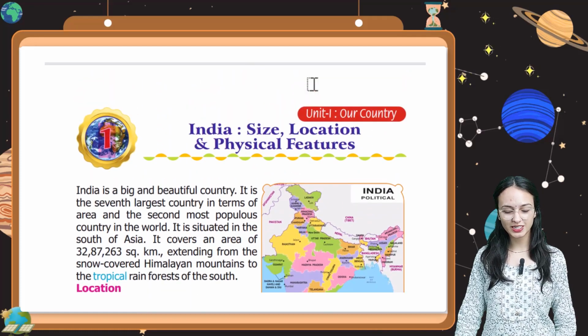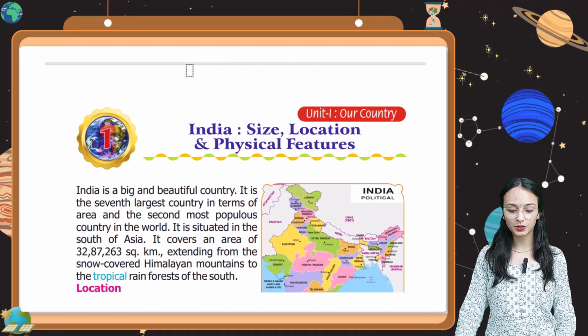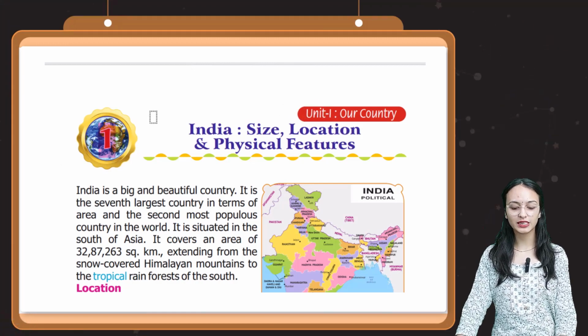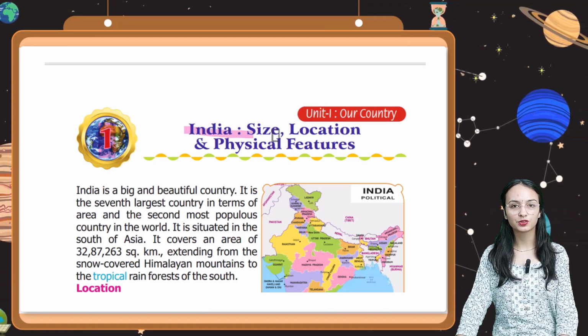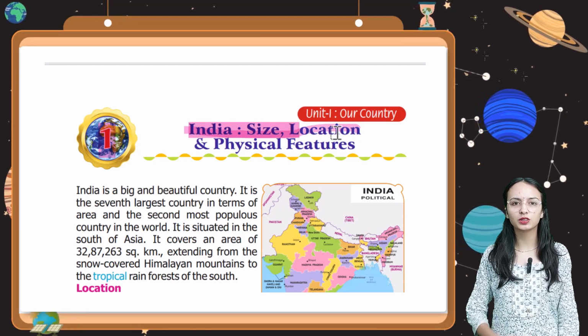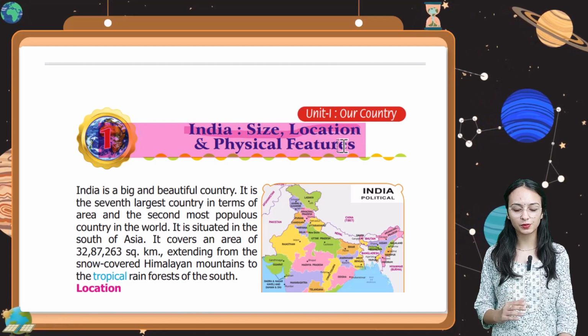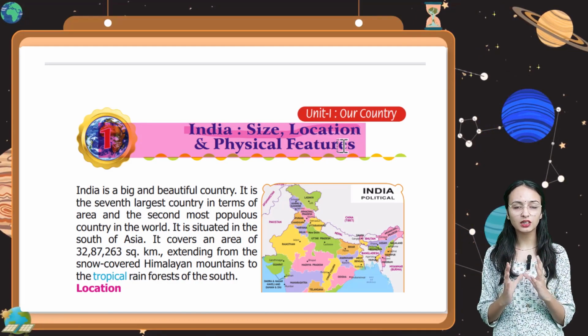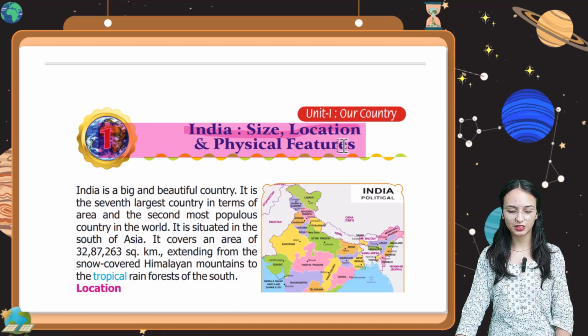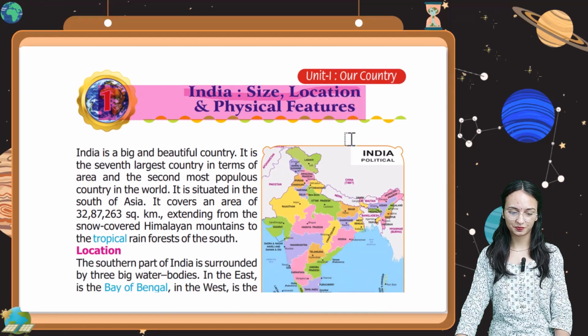From today, we will start the very first chapter of your book, which is from the unit first, Our Country, and the chapter's name is India, Size, Location and Physical Features. So before starting the chapter, to give you a little bit of context, in this chapter we will read about our country India, about its size, its locations and its various physical features. So let's start the chapter.